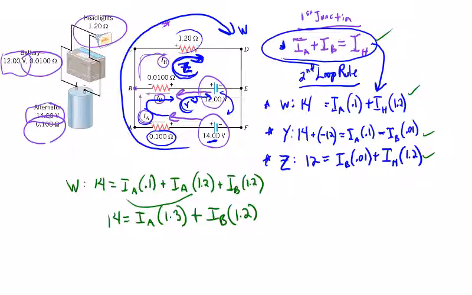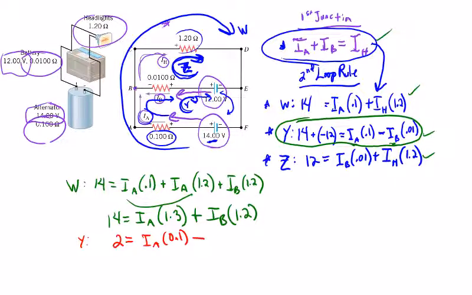The one I notice is Y here has an IA and an IB in it, so I'm going to use this one down here. So I'm going to simplify this. 14 plus a negative 12 is going to be 2. I'm going to write this in red. So this is my new Y down here. So this is 2 equals, and I have IA times 0.1 minus IB times 0.01. And that came from up here.